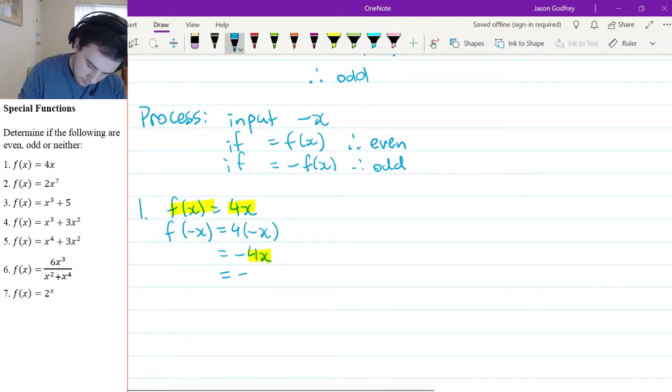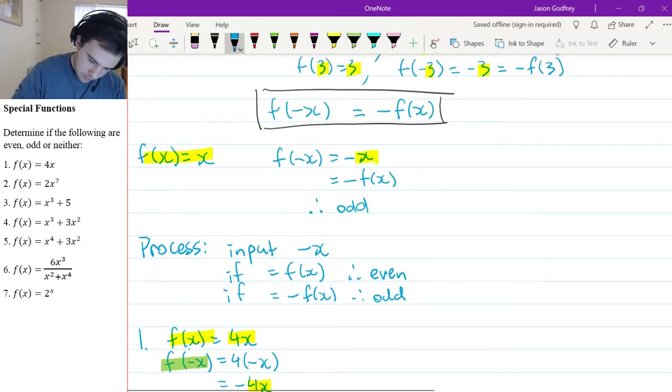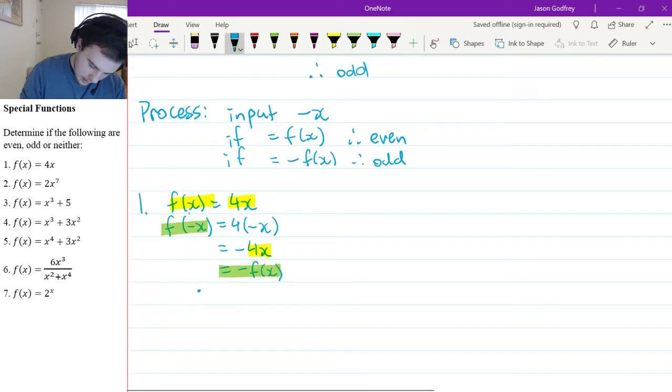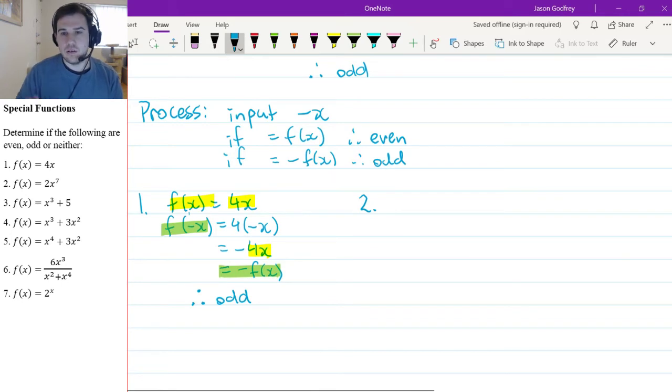So it's negative the original function. So we input negative x. f of negative x equals negative f of x. Therefore this is an odd function. That means if we were to graph this, then if you flip over both axes, it's going to line up perfectly, or if you rotate it 180 degrees around the origin, or pi for those playing at home in radians.